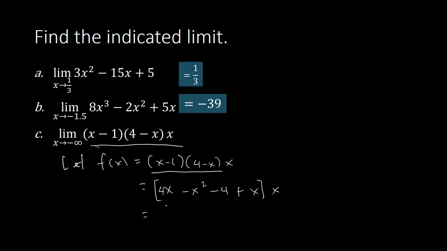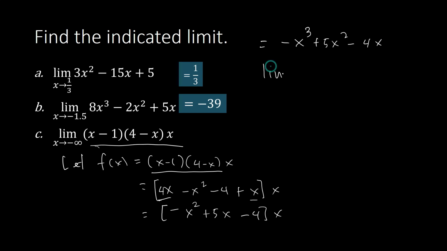Okay, we combine similar terms. 4x plus x, that is 5x. But this one is negative x squared. So let us write the leading term first. Negative x squared plus 5x minus 4 and then times x. What is that equal to? So that is going to be negative x cubed plus 5x squared minus 4 times x.